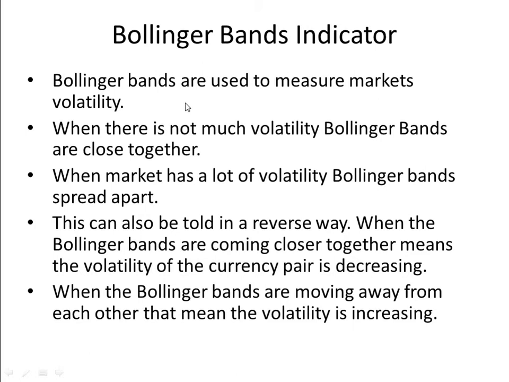Bollinger Bands are used to measure the market's volatility. When there is not much volatility, Bollinger Bands are close together. When the market has a lot of volatility, Bollinger Bands spread apart. This can also be told in a reverse way. When the Bollinger Bands are coming closer together, that means the volatility of the currency pair is decreasing. When the Bollinger Bands are moving away from each other, that means the volatility is increasing.